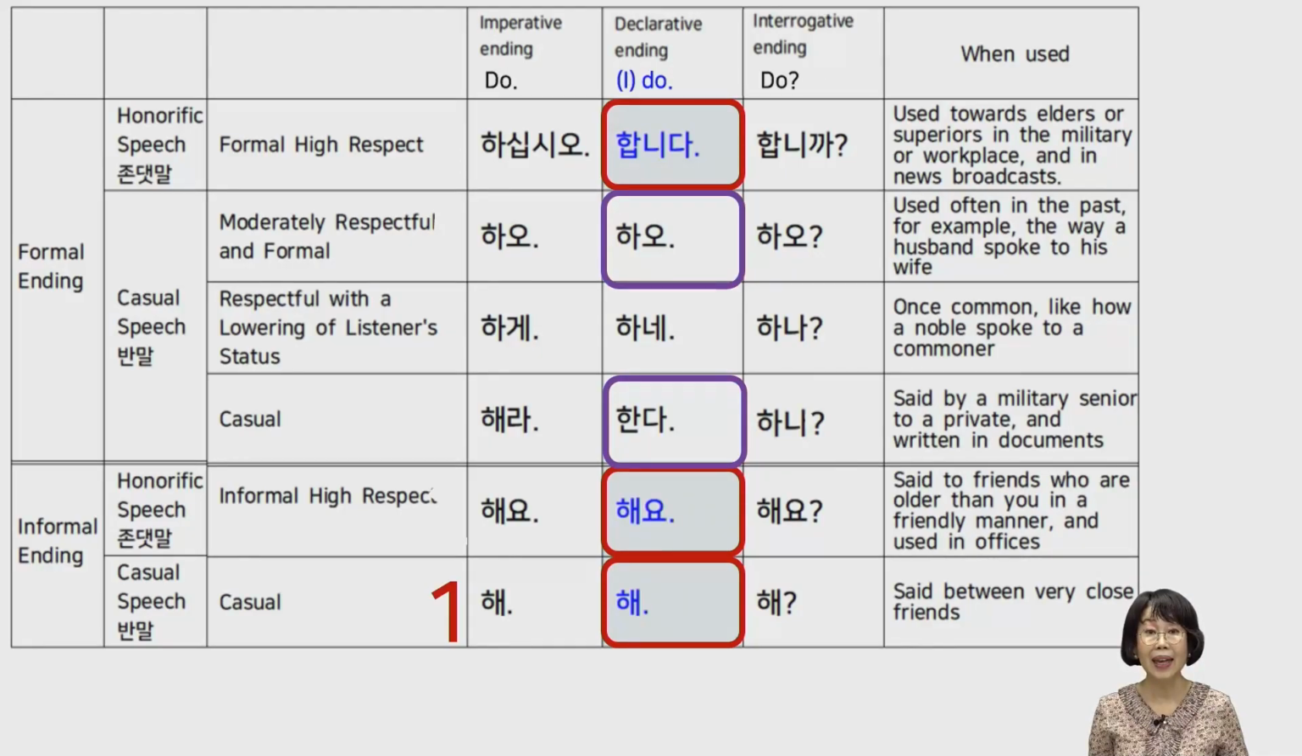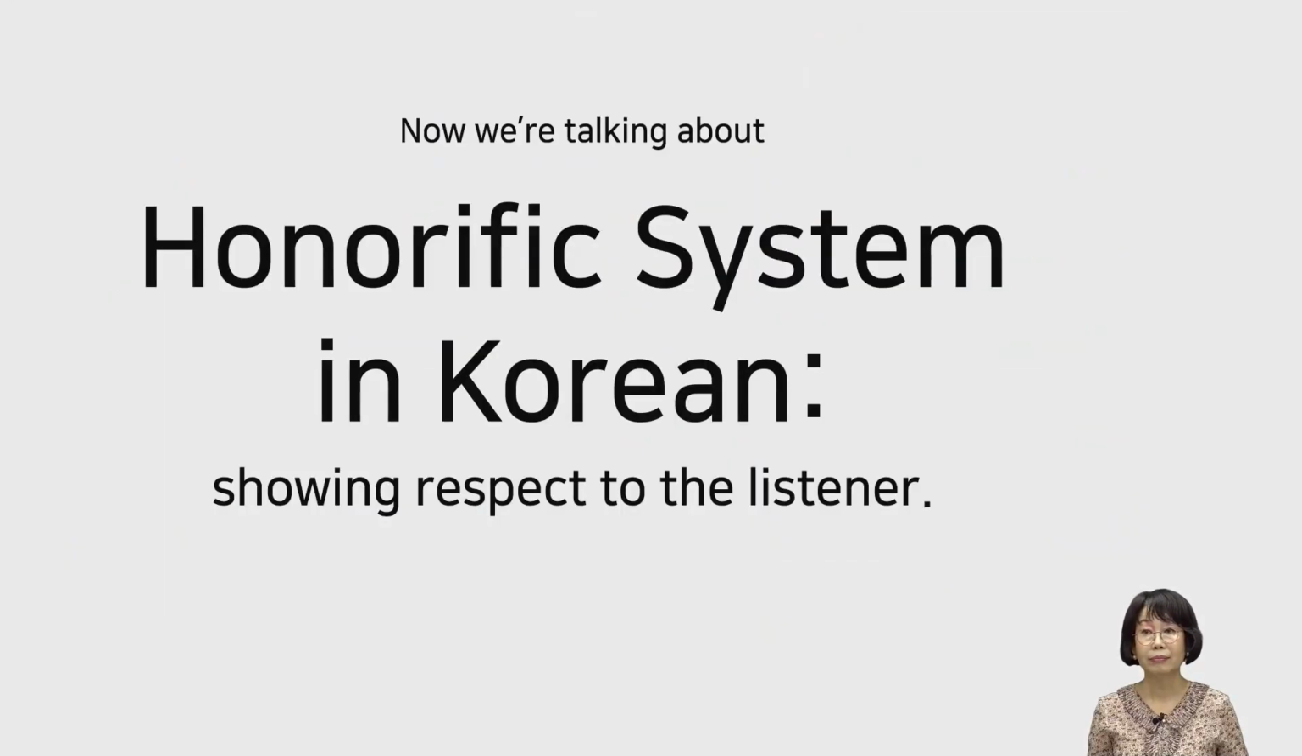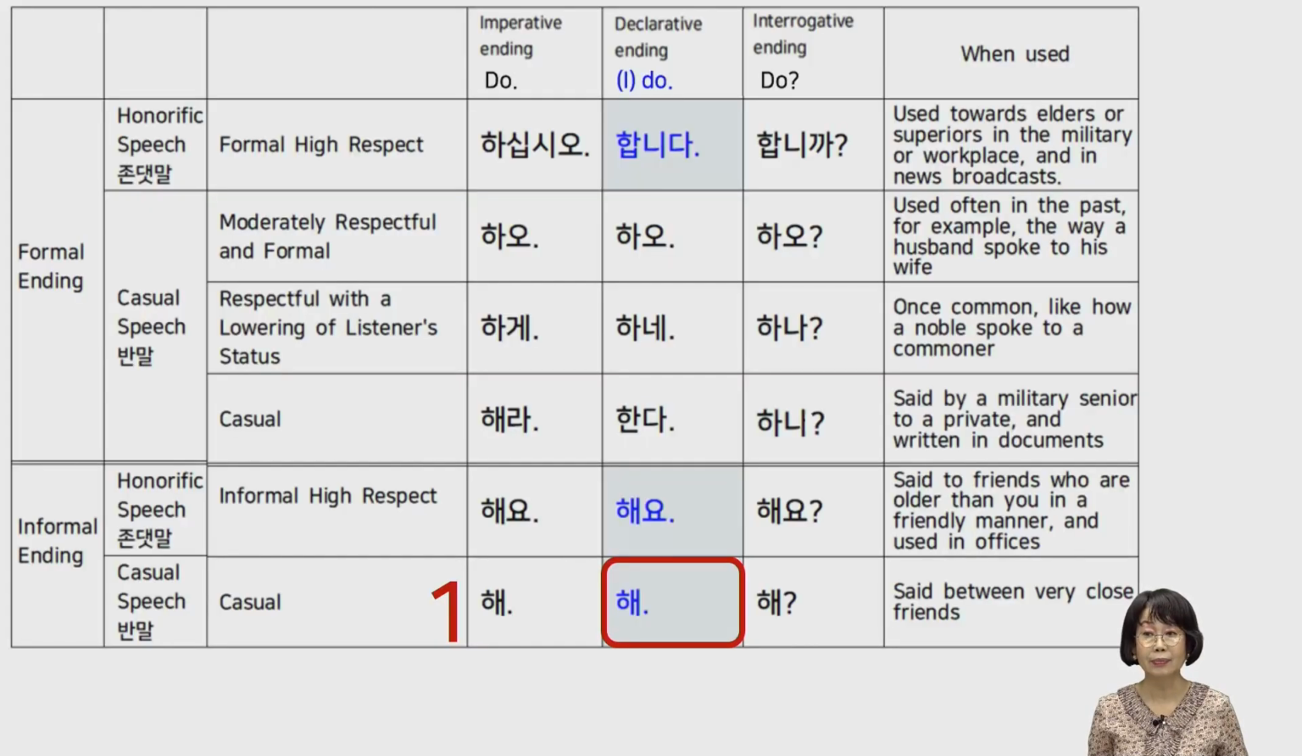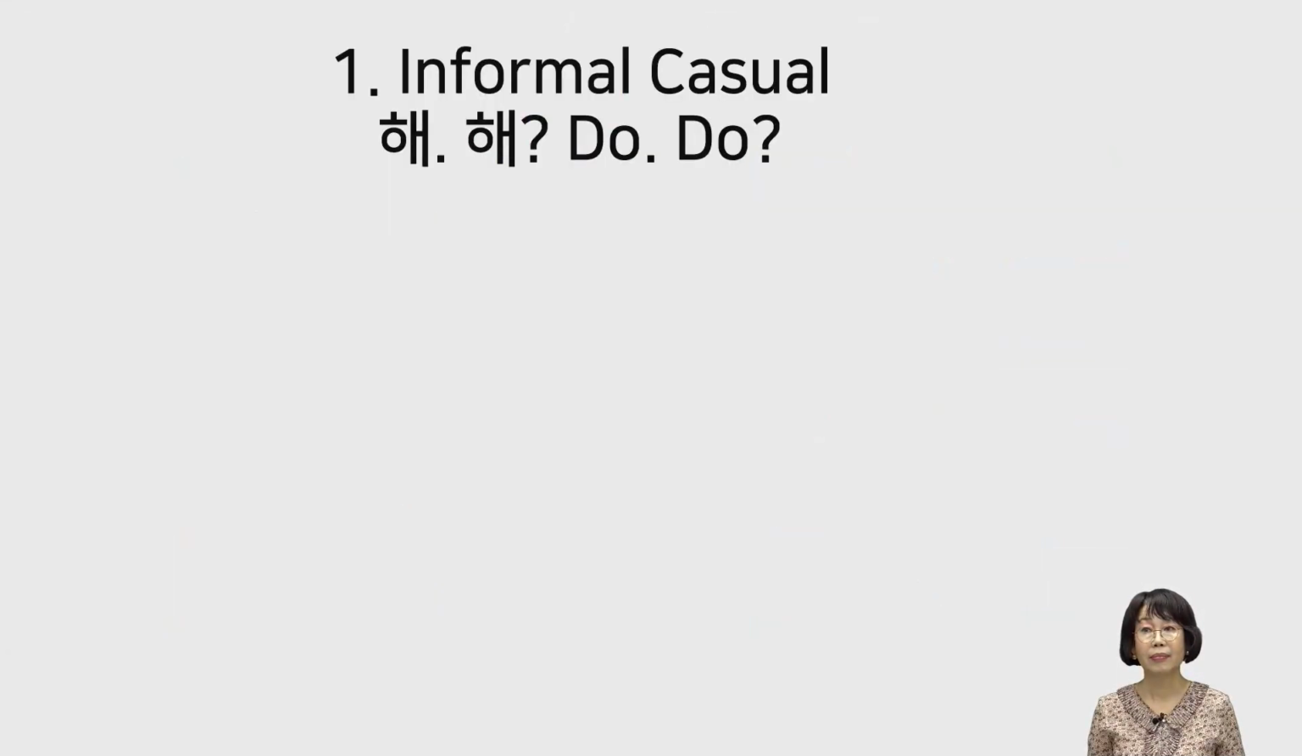해, 해요, 합니다. Now we are talking about the honorific system in Korean, showing respect to the listener. Let's check the first one: 해. Informal casual, 해. It means do.